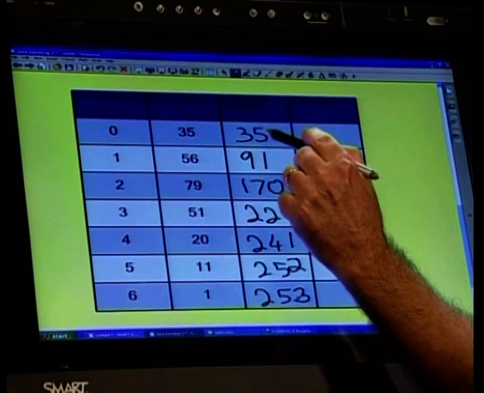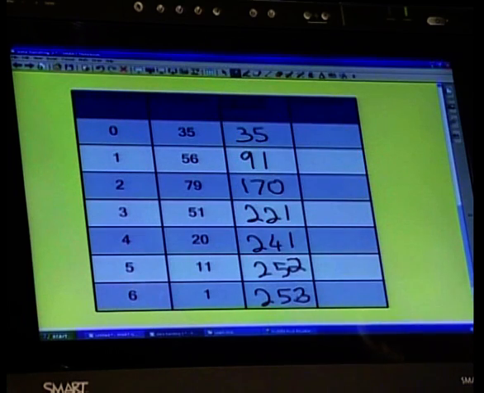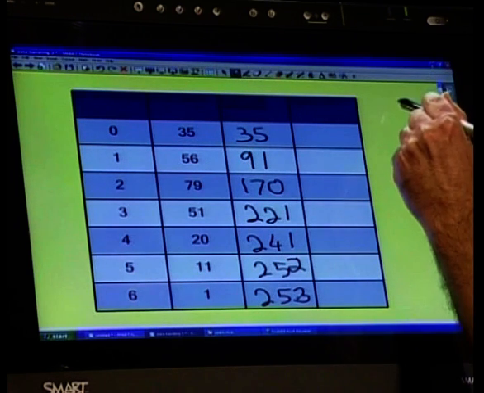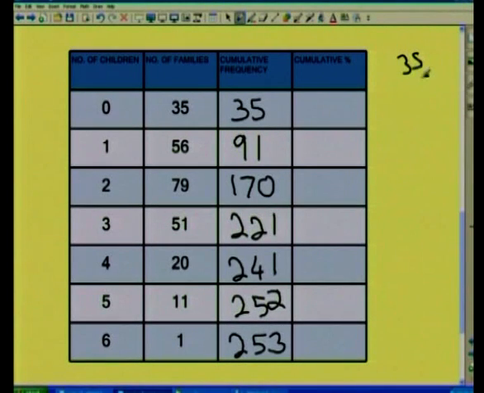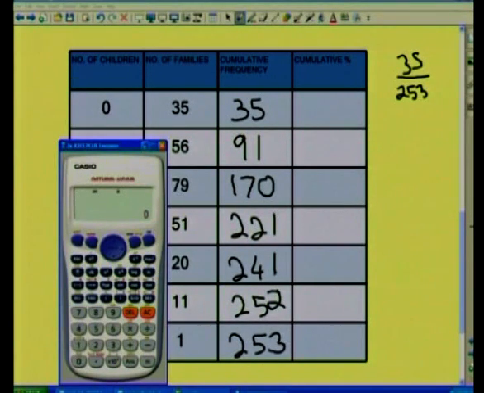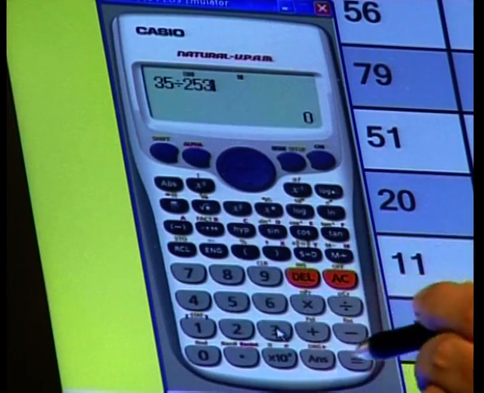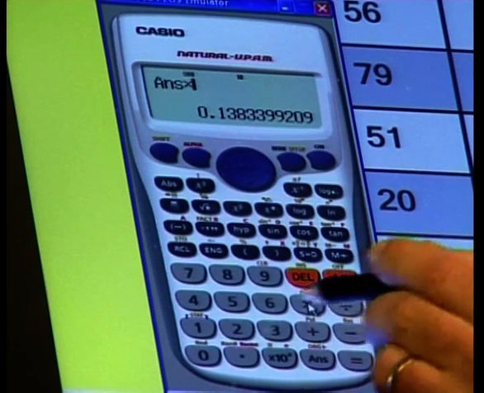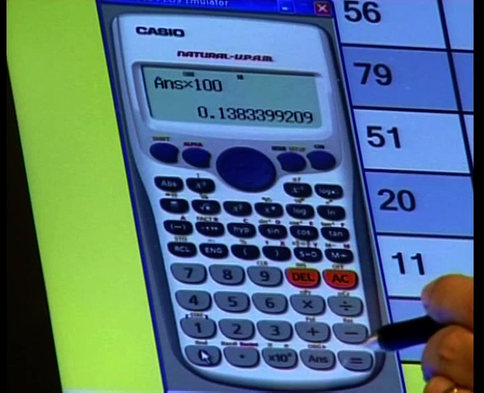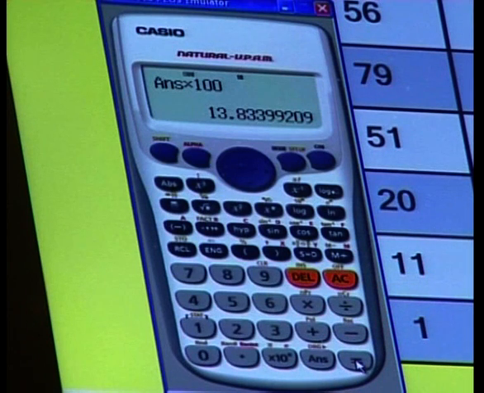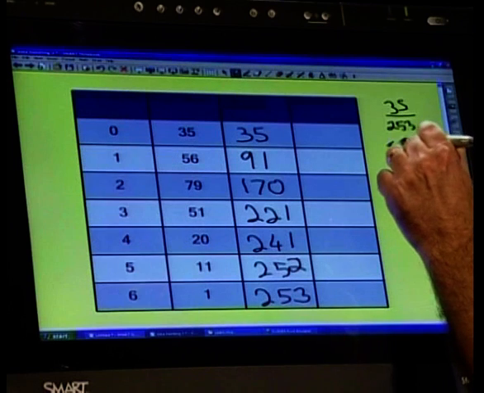So to work out the percentage, we're going to go 35, because that's how many families we had for 0 children, divided by 253. Let me write that over here. 35 divided by 253. I'm going to use my calculator to get that percentage. 35 divided by 253 equals, and of course we'll multiply by 100 over 1. That's a percentage of 13.8%.